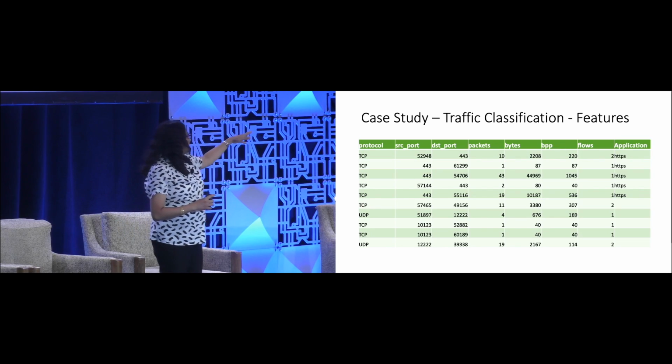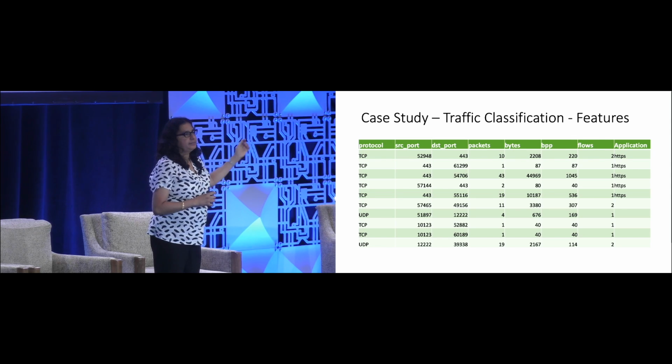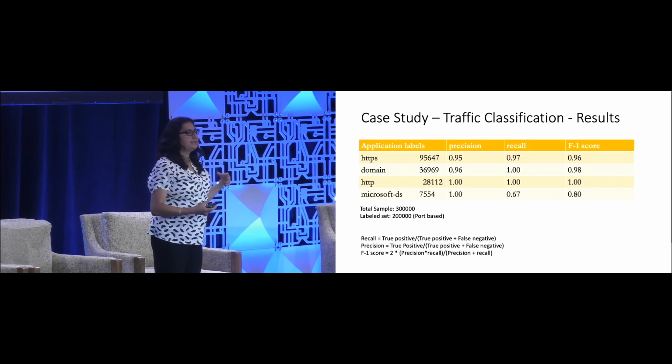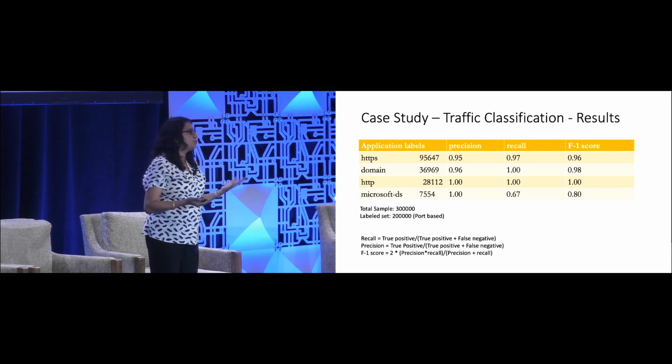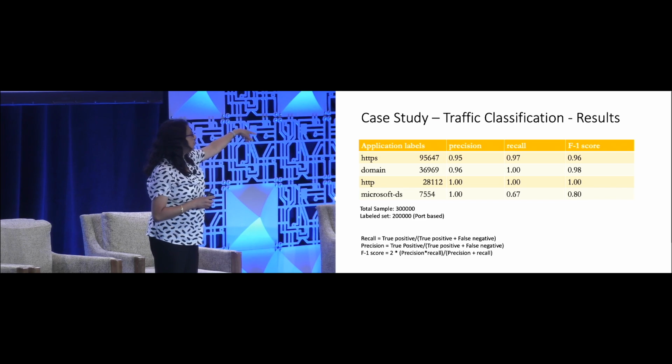So this is, if you can see, most of it is HTTPS traffic and some of the non-standard ports there. The port-based approach was not able to identify them. And again, this isn't all the features we used. This is just a sampling of the features we used. And so we had provided the labels using the port-based approach.